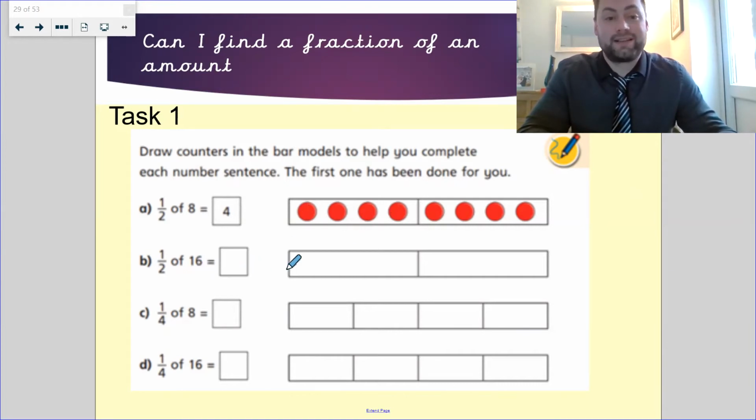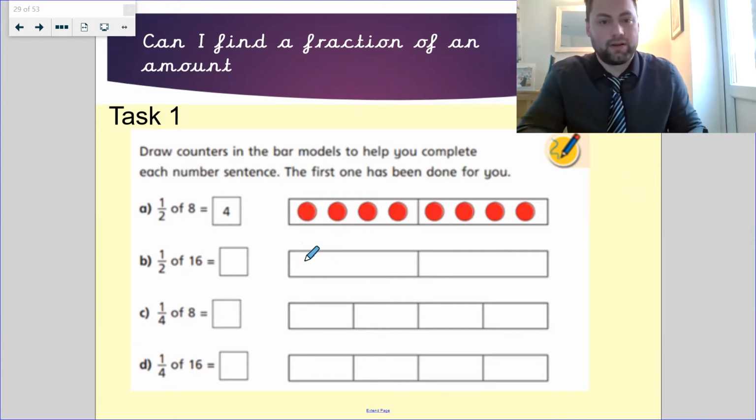We've got half of 16. So what we need to do, we need to imagine we've got 16 counters and we need to share them equally into these groups. So we can go 1, 2, 3, 4, 5, 6, 7, 8, 9, 10, 11, 12, 13, 14, 15, 16. We then count how many counters we have in each group, and the answer is 8. So let's go on to the next one.